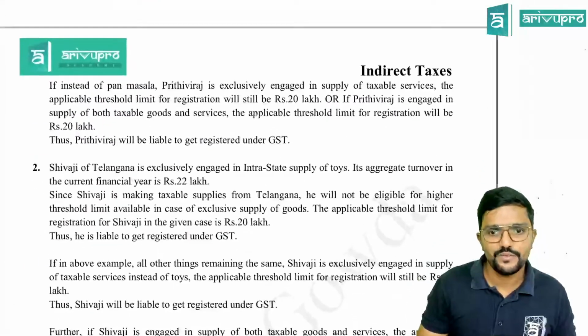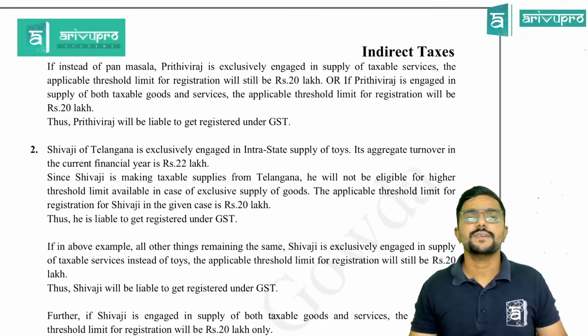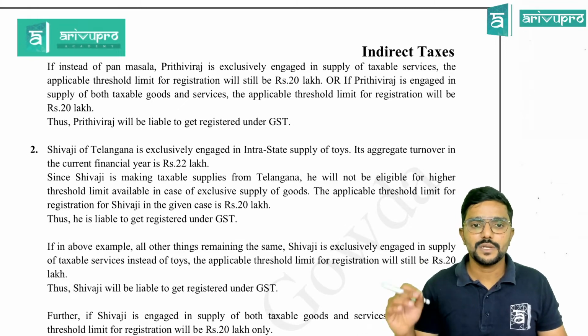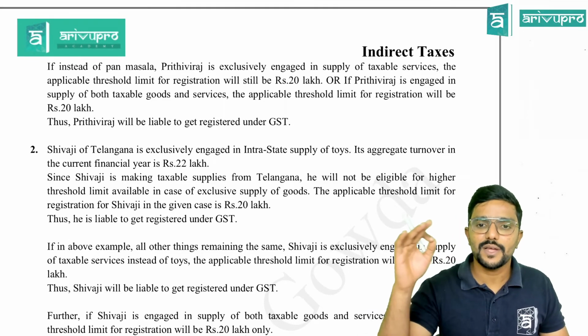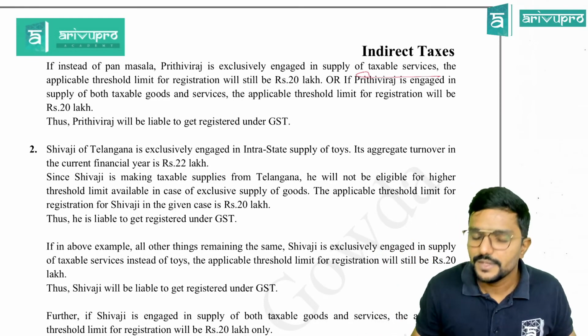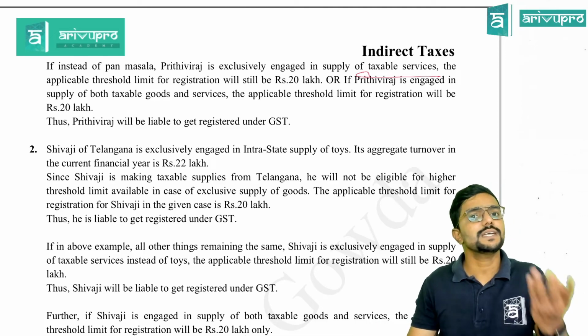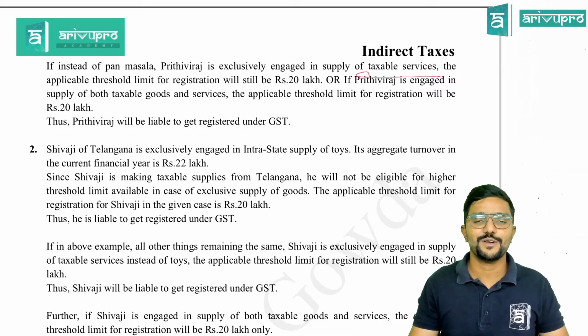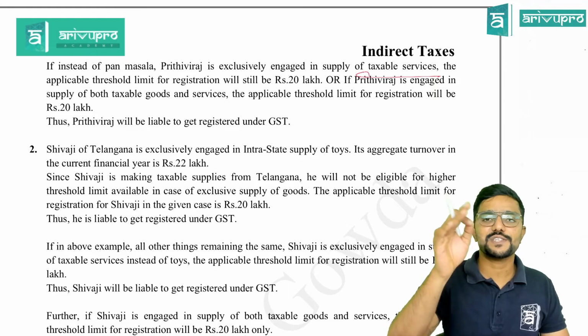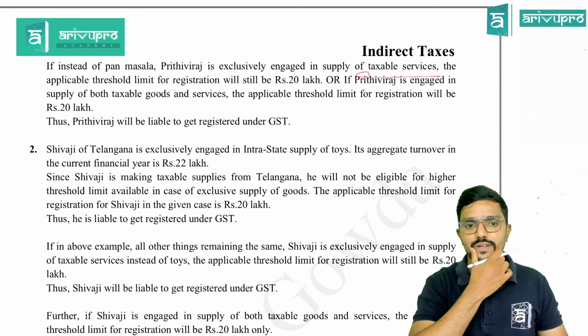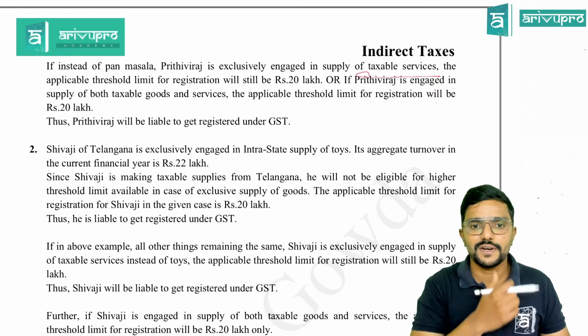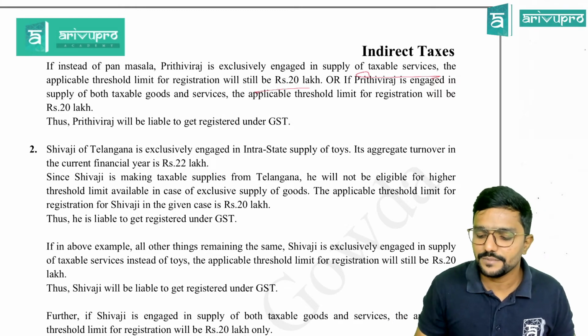Okay. One more scenario here. If instead of pan masala, Prithviraj is exclusively engaged in supply of taxable services, is supplying services. Even in that case, 40 lakh limit is not applicable because 40 lakh is only for exclusive supplier of goods. The applicable threshold limit for registration will again be 20 lakh only.